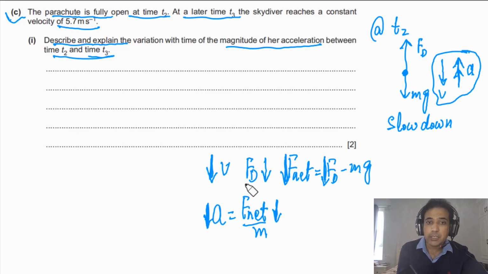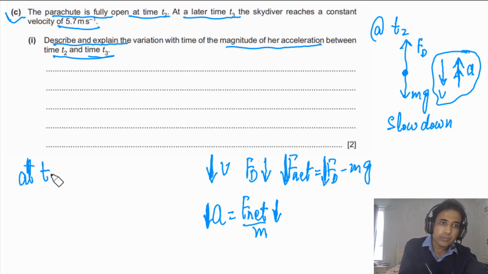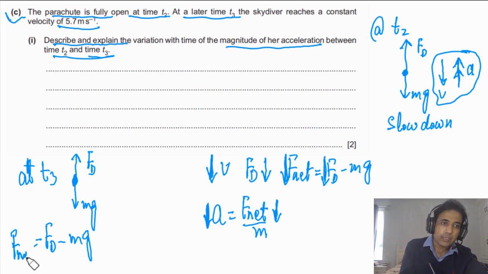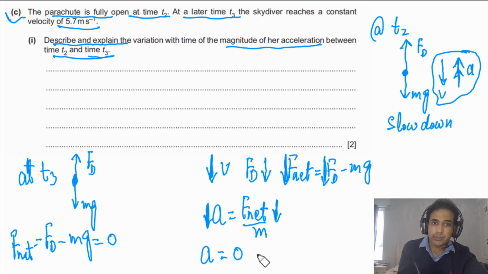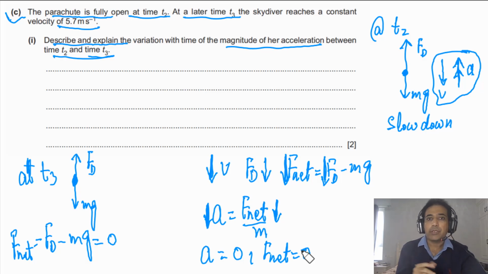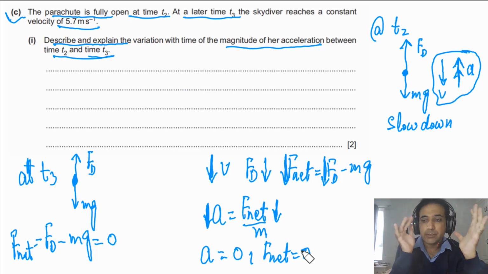And finally a stage will come, at t3, so we can write down here, at t3 mg will balance the drag force. These two forces will be equal in magnitude. So when these two forces are equal, then Fd minus mg, this is equal to Fnet. So net force will be equal to 0. When net force is equal to 0, it means that a also will be equal to 0. So these are the points you need to understand to answer this question.